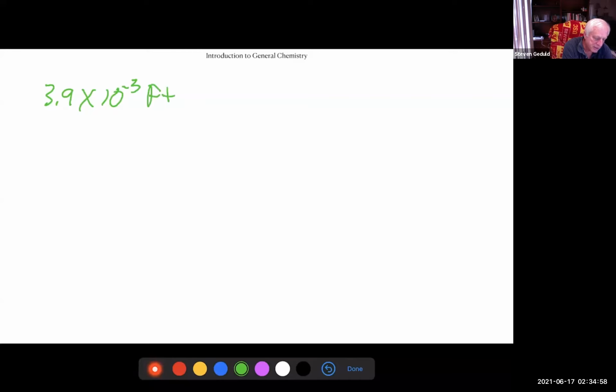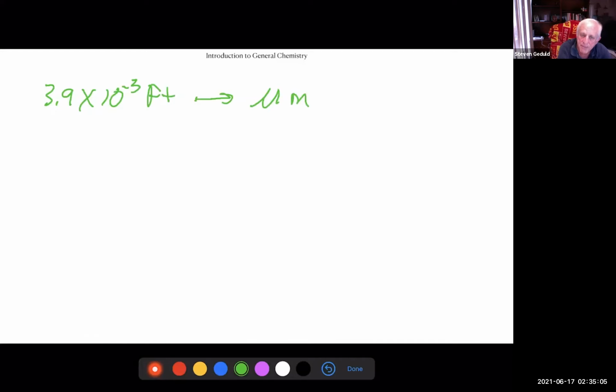Okay. Let's convert. Let's do English to metric. So let's convert 3.9 times 10 to the negative 3 feet into micrometers. Okay, so start with 3.9 times 10 to the negative 3 feet. Write down what you're starting with.